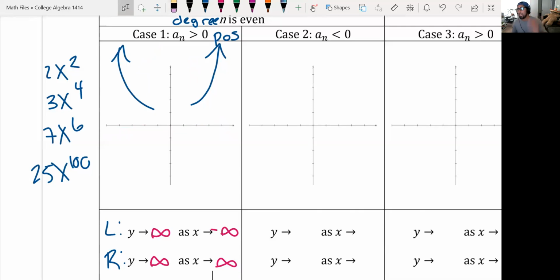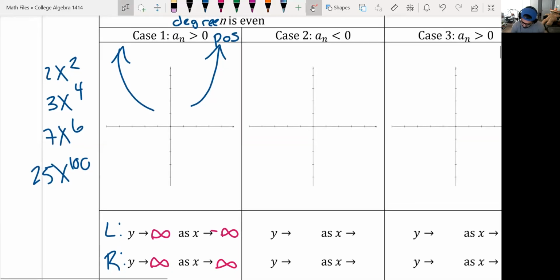Case 2, same thing, but this time our leading coefficient will be negative. So all I have to do is come back to the functions I wrote on the left side and make them all negative. That's what case 2 says. Case 2 says, hey, you have an even degree, but now your leading coefficient is negative. And if you think about transformations, what does the negative do in front of the function?